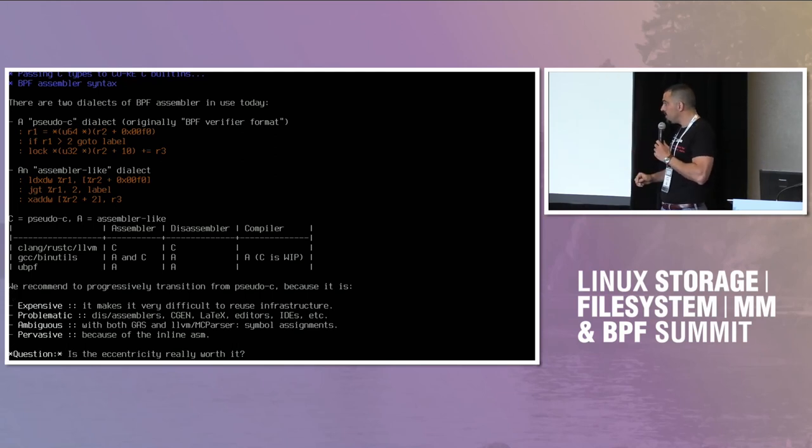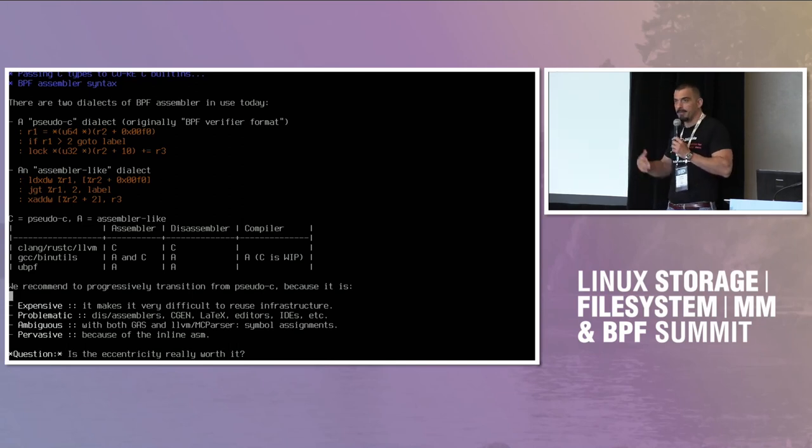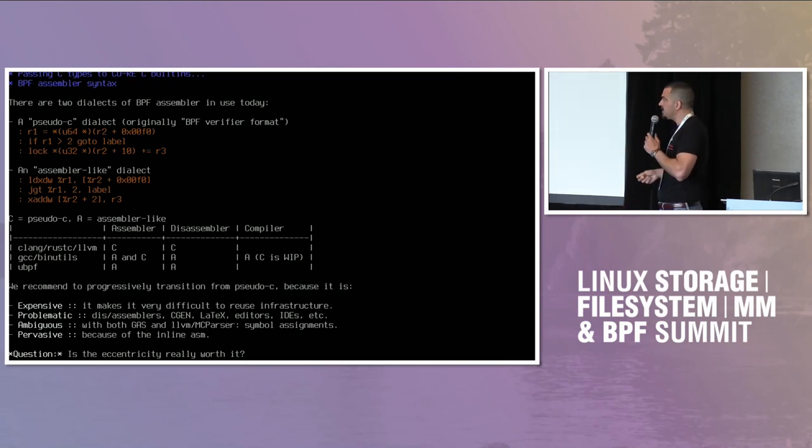Why? First, this is expensive. In my company, my team, we literally had someone implementing the pseudo C syntax when we did the binutils port to BPF. And this is important because you have to convince your management to do this kind of project. And they look at the money, and the time spent on things.